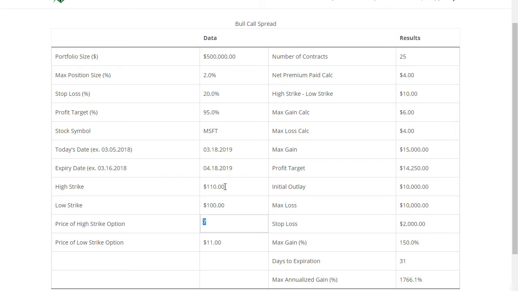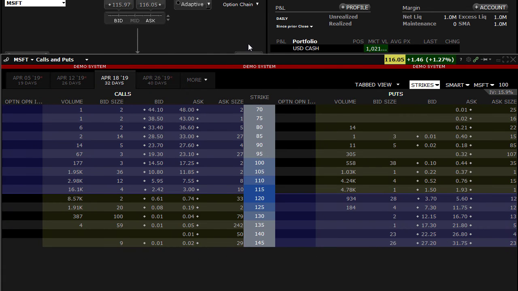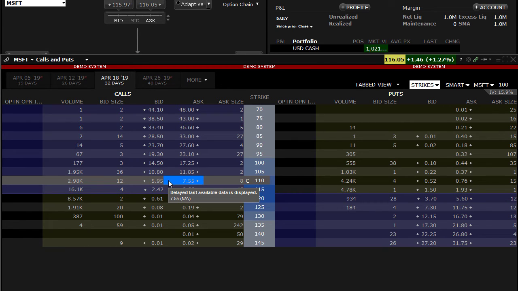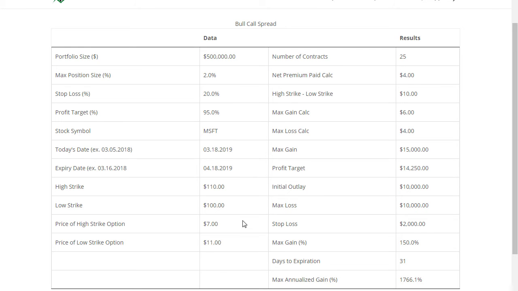And the price of the high strike option, let's see what that was. The 110, we're selling it. We'll be selling it for maybe around 6.30, maybe 6.50, maybe a little bit better than that. Maybe we can get 6.75 for it. The better, the more money we can get for it, the more money we're going to make on this thing. So let's say we can get 6.70 for it.